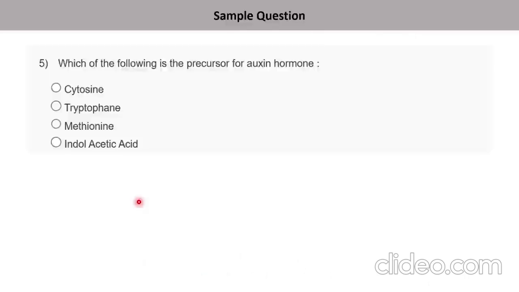Okay. So this is the last question for today's session. And let's see which one of you can answer. Which of the following is the precursor for auxin hormone? Does anybody know the answer to this?